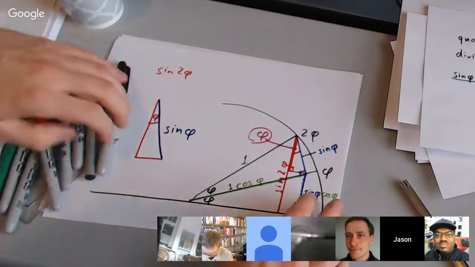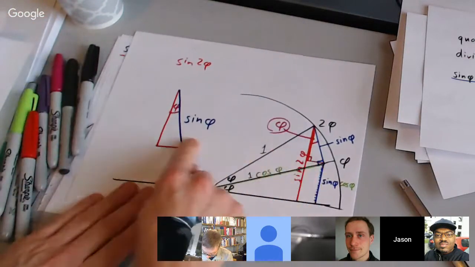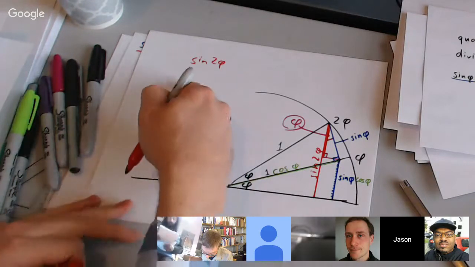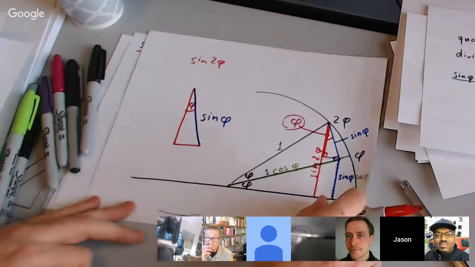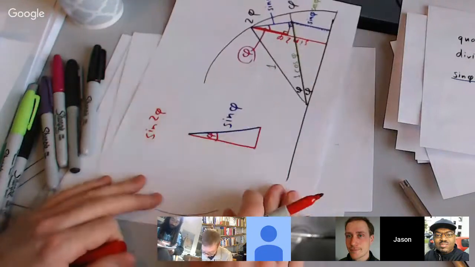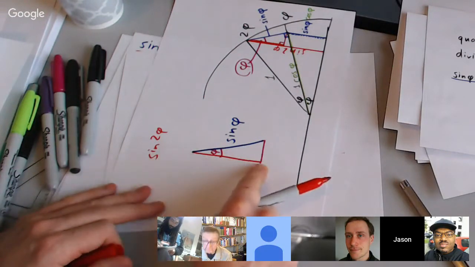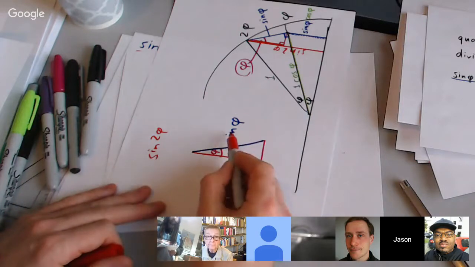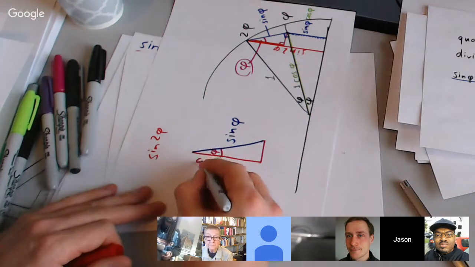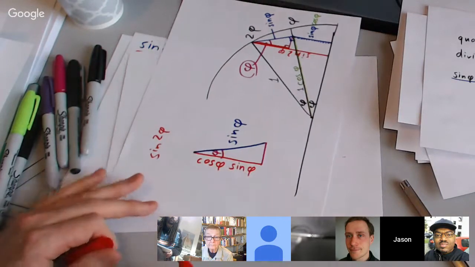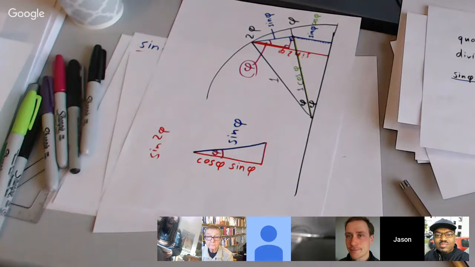Yes, that's very good. So on this triangle, pulled out all by itself, this side is the cosine. We can look at it like this, perhaps. This is the cosine side of the triangle, and the hypotenuse is sine phi. So like you said, its length is cosine phi times sine phi.